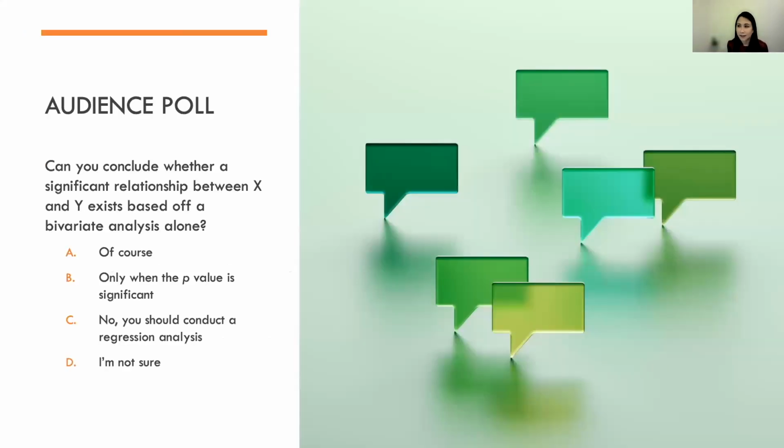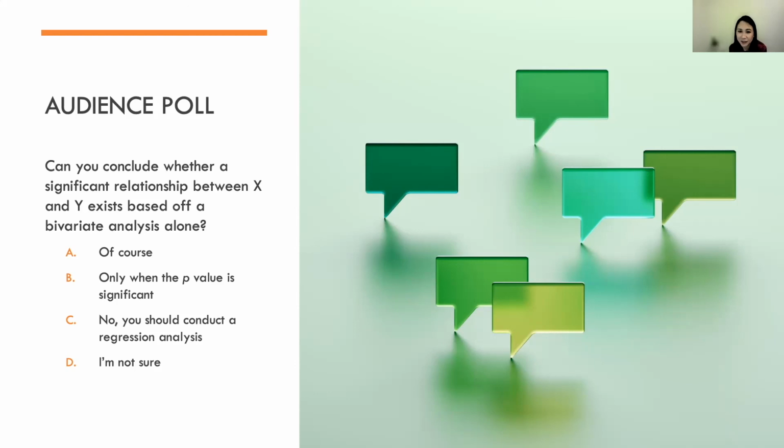And then the last audience poll question. Can you conclude whether a significant relationship between X and Y exists based off a bivariate analysis alone? Everyone's shy. Oh, yeah, they have some answers. They're just really thinking about it. Okay.